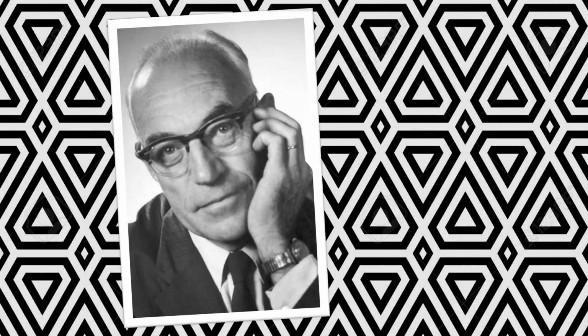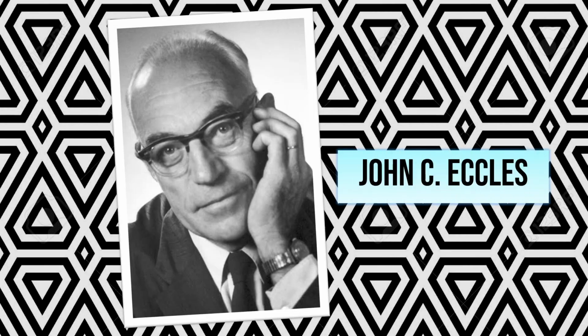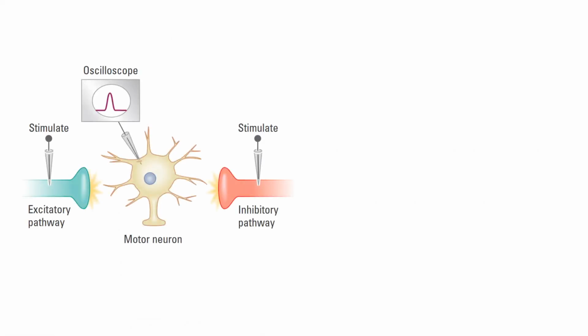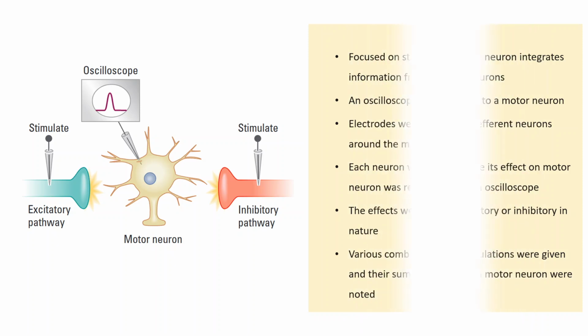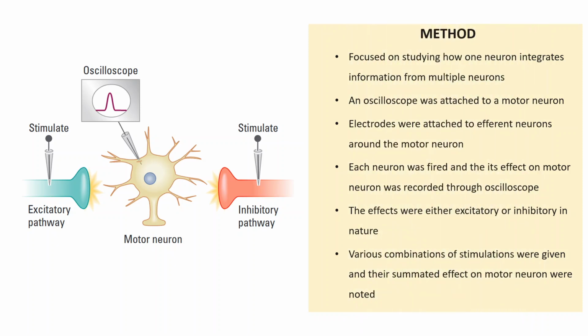And now we are going to cover our next scientist whose name is John Eccles. So what did he do? His method was trying to discover how all the neurons transfer information and how one neuron integrates that information from multiple neurons. He used an oscilloscope, that is a voltmeter in simple language, or a form of galvanometer as well.